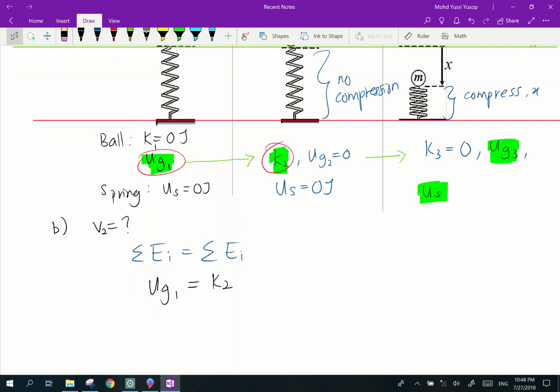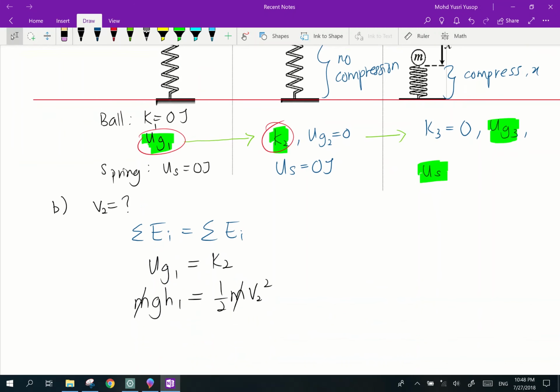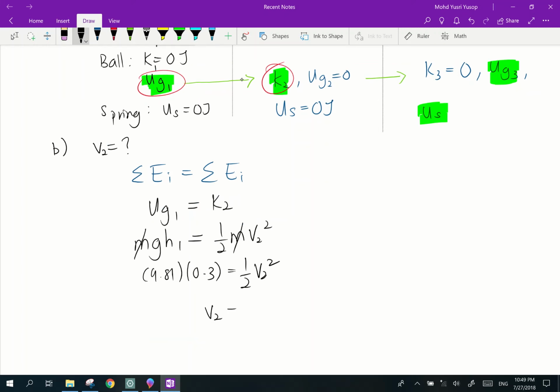So, matematik kita jadi semudah mgh1 is equals to half mv2 square. Maka kita pun potong m. So, h1 kita sama dengan 0.3 meter ataupun 30 cm. Semuanya kita kena tukar dalam SI unit. So, kita boleh substitute value 9.81 times 0.3 is equals to half V2 square. And V2 is equals to 2.43 meter per second. So, selesai soalan B.